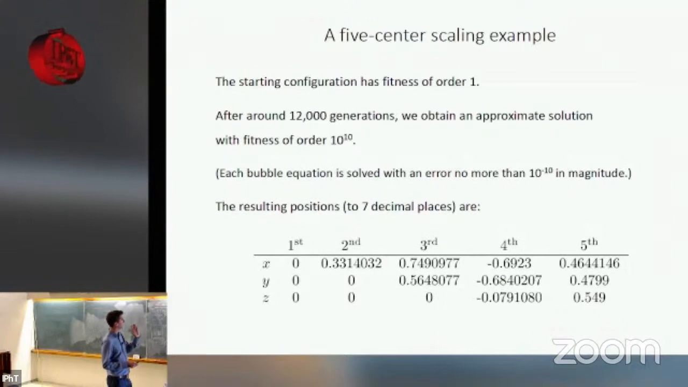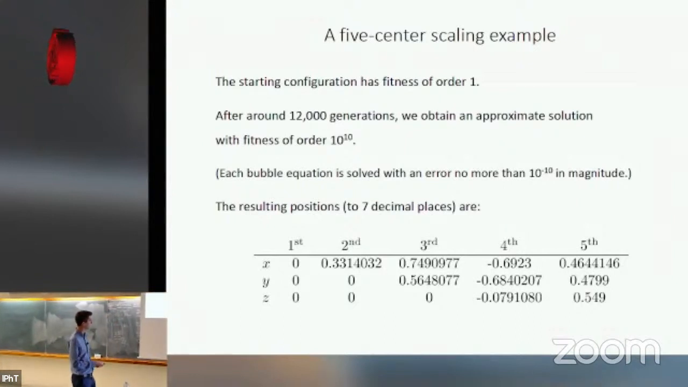But after about 12,000 generations, we get an approximate solution with fitness of order 10 to the 10, which means that each bubble equation is solved with an error no more than 10 to the minus 10 in magnitude. And now I have truncated to about 7 decimal places the output of the algorithm for the adjusted positions. If you go back and check, the first four digits haven't changed, but I've got more and more precision in where these locations want to be to actually solve the bubble equations with this precision.